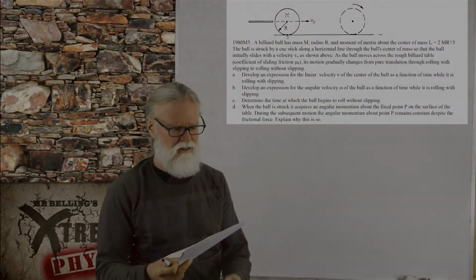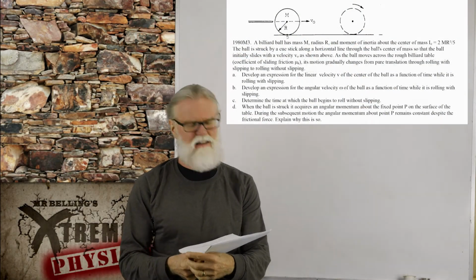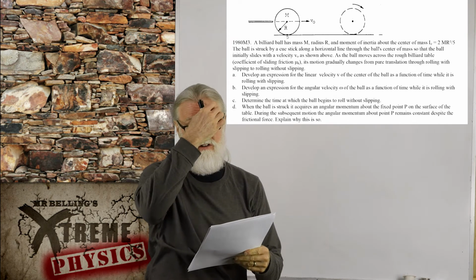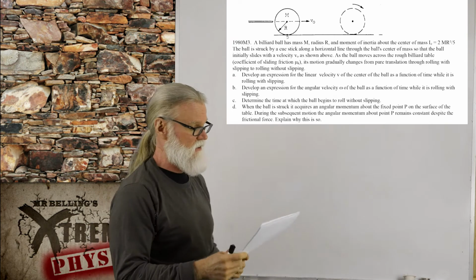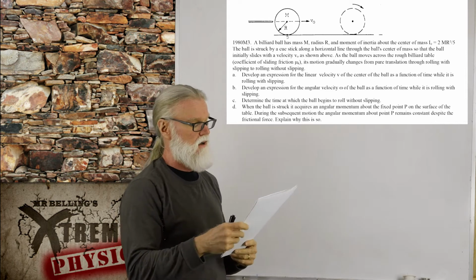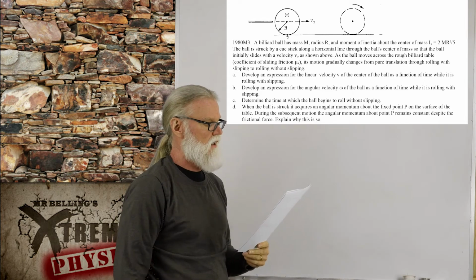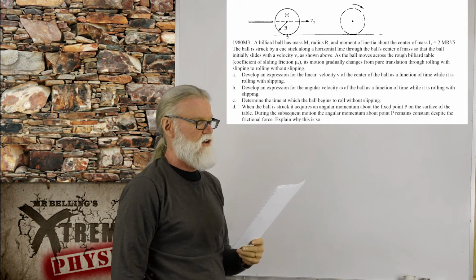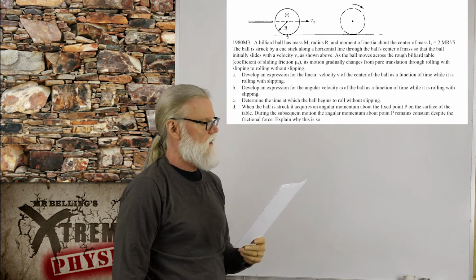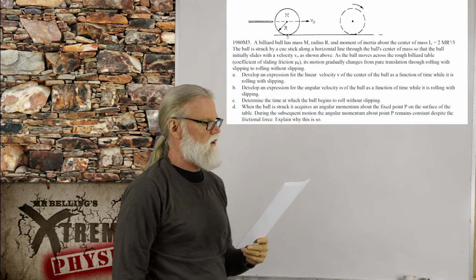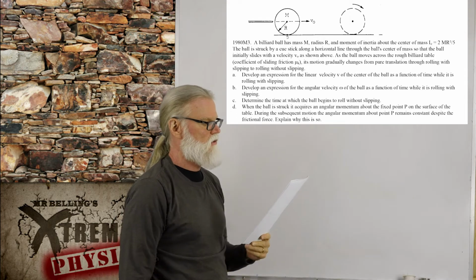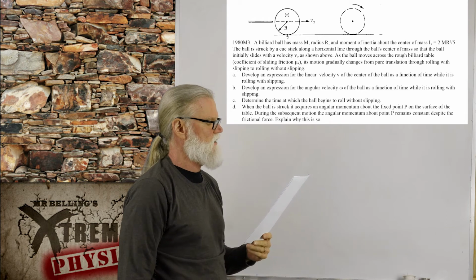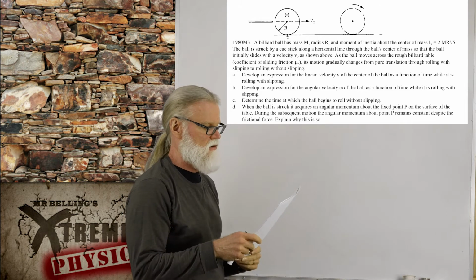All right, this is the 1980 AP Mechanics C exam, question 3. This is a billiard ball of mass m and radius r, and moment of inertia about its center of mass is 2/5 mr squared. The ball is struck by a cue stick along a horizontal line through the ball's center of mass, so the ball initially slides with a velocity v0 as shown above.